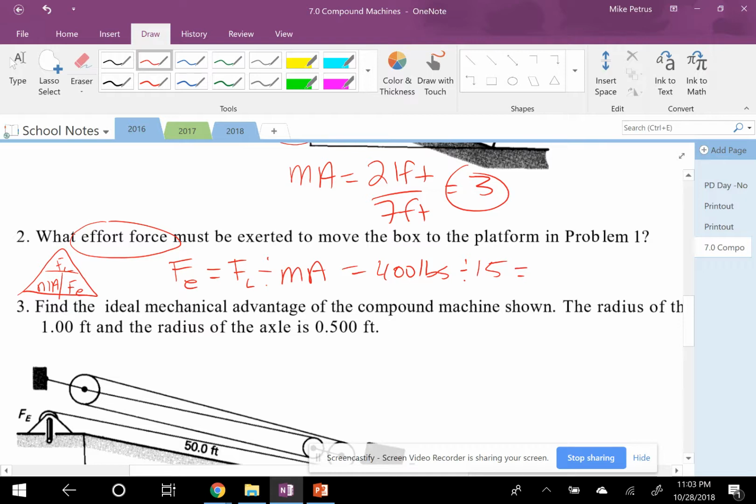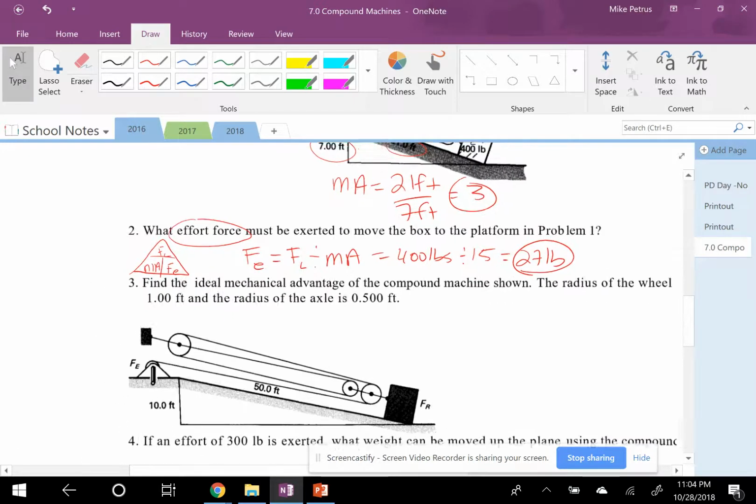I'm going to have to look and see if I have a calculator here. I can't do that in my head. 400 divided by 15 equals 27, about 27 pounds of force. All right, so there's the first 2 answers.